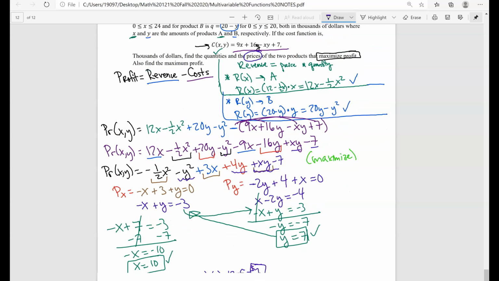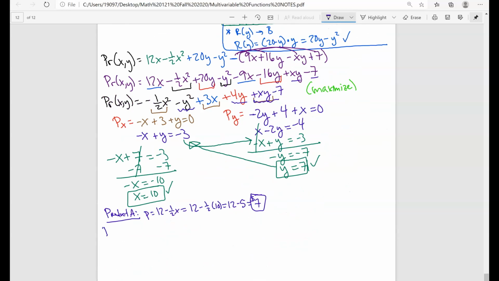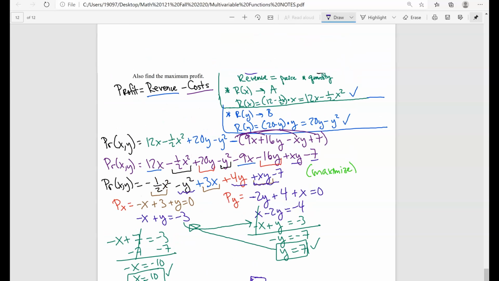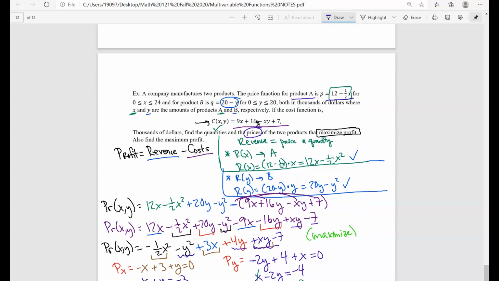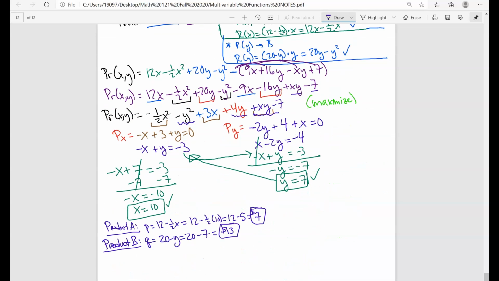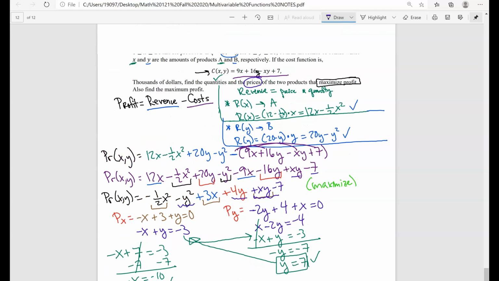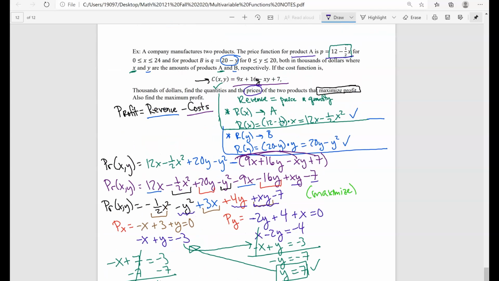Let me just double check. Yes, 12 minus 1/2 x. And now I'm going to look at product B, and the price function for that one. I believe it was 20 minus y. I'll get 20 minus 7, that's going to give me $13. Okay, and I think this is in thousands of dollars, right? Yeah, thousands of dollars. Also, you can look at that x equals 10 and y equals 7 are within this region. They're within 0 and 24 and 0 and 20.